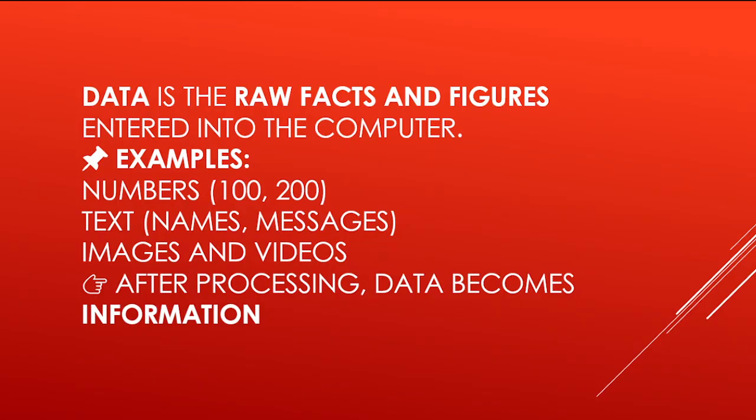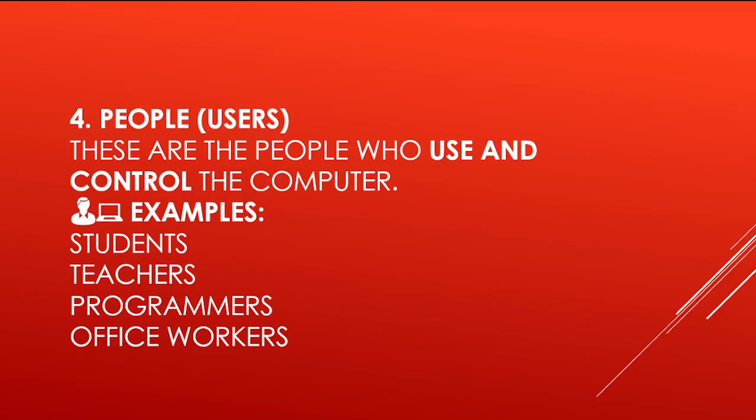You can see here we have examples like numbers, which is 100, 200, etc. Then we have text like names, messages. Names of towns and villages are all data. Even images and videos are also data. But by the time they make anything meaningful, that means they become information. So after processing, data becomes information.